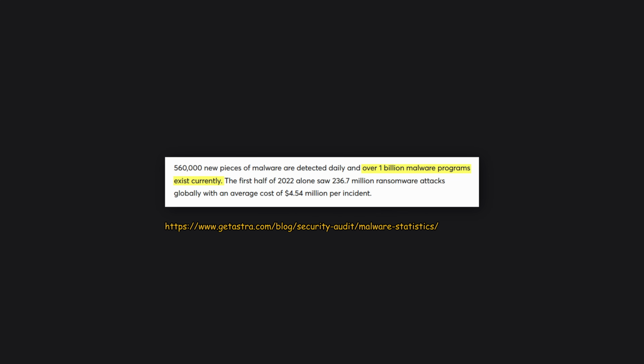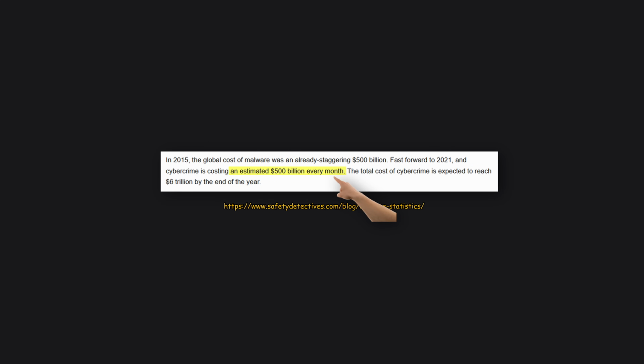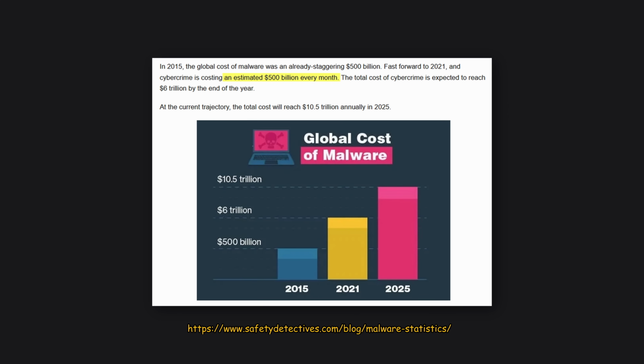In terms of costs and damages, in 2015, the total damages due to malware was $500 billion, literally half of a trillion. In 2021, it skyrocketed to $500 billion per month, $6 trillion for the year. Currently, the costs are projected to grow by 15% each year, and so it's projected to go up to $10.5 trillion dollars in 2025.